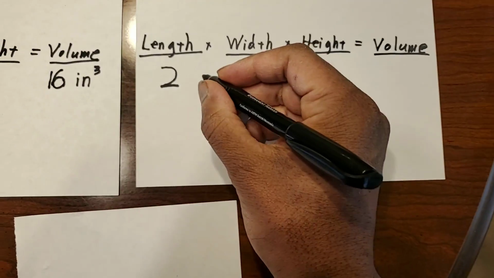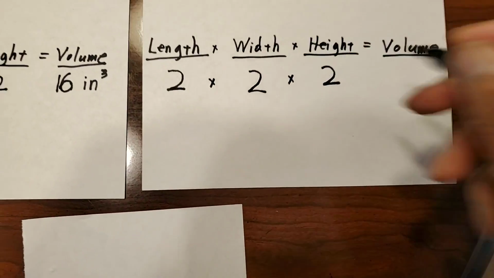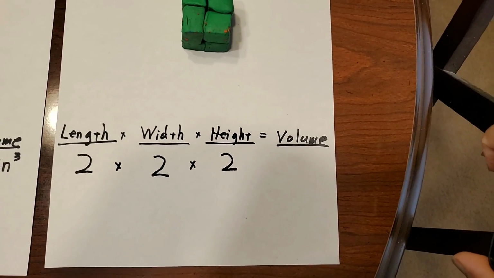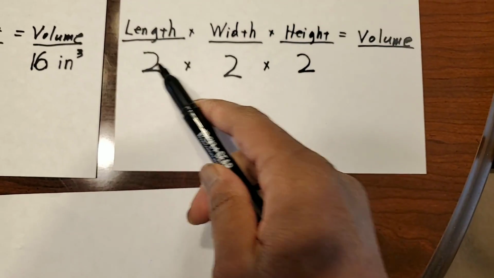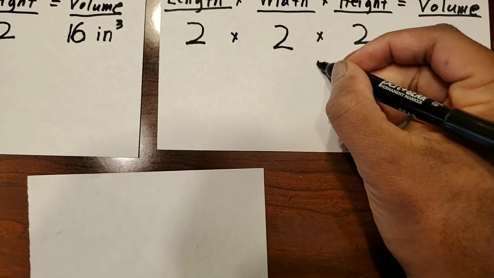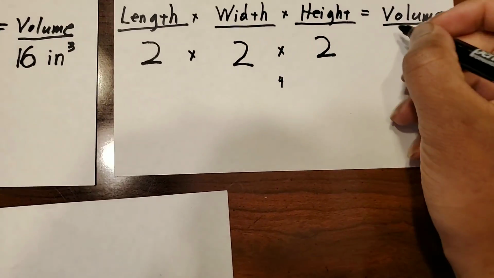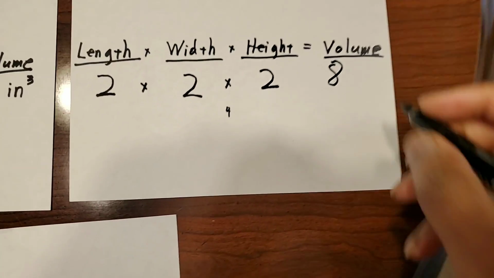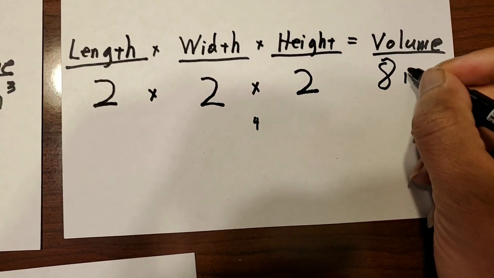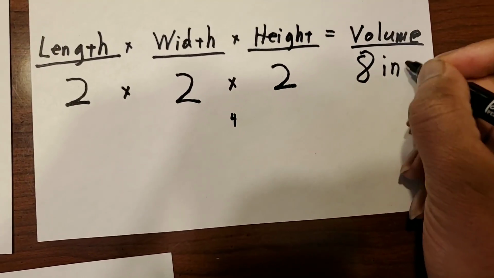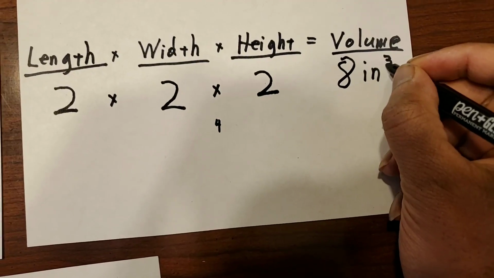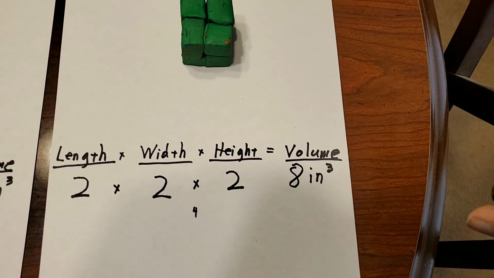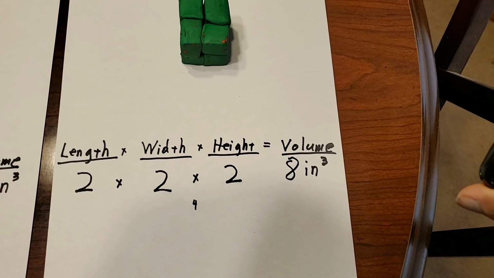Let's go ahead and multiply the length, width, and the height. What is 2 times 2 times 2? 2 times 2 equals 4. 4 times 2 equals 8. 8 what? We're measuring the volume, so it's going to be 8 cubic inches. The volume of our second object is 8 cubic inches.